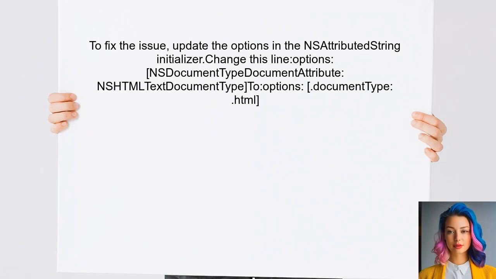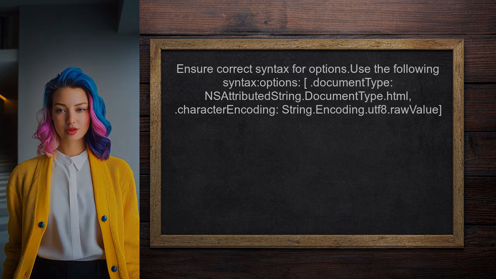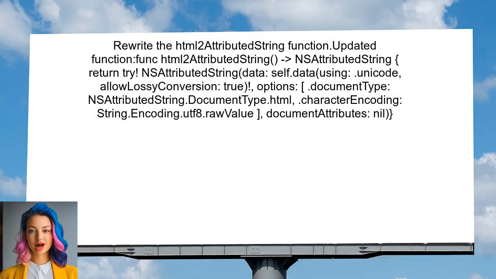To fix the issue, the user should start by updating the options in the NSAttributedString initializer. In Swift 4, the expected key type has changed, so we need to use the correct key. Next, the user should ensure that they are using the correct syntax for the options. The new syntax uses the DocumentReadingOptionKey enumeration. Now the user can rewrite the HTML2 attributed string function with the updated options. This will ensure compatibility with Swift 4.